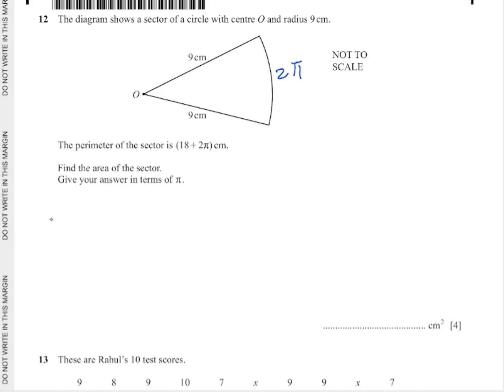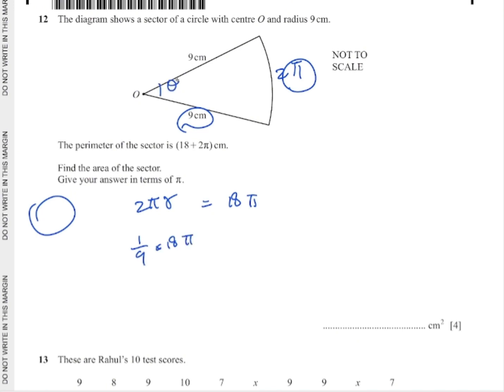So what is the formula for circumference of a circle? It is 2 pi r. Now we know that r equals 9, so the whole circumference equals 18 pi. Now what is 2 pi? 2 pi is 1 over 9 times 18 pi. So we know that theta over 360 equals 1 over 9.